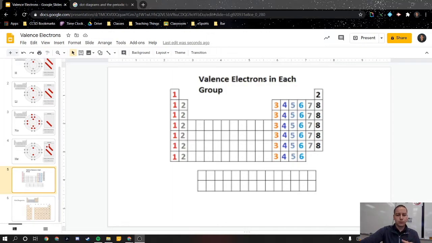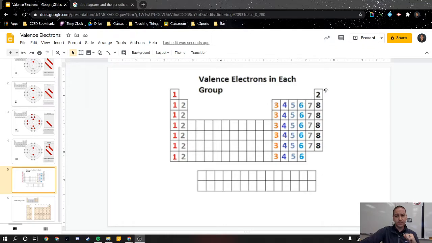So again, here are our rules for how to figure out how many valence electrons by looking at the periodic table. Group 1, all these have 1 valence electron. Group 2, all these have 2. Skipping over this little valley here, group 13, those have 3. Keep going up by 1 for each group. 14 has 4, 15 has 5, 16 has 6, 17 has 7, and 18 has 8.